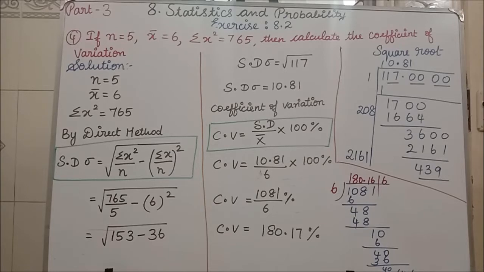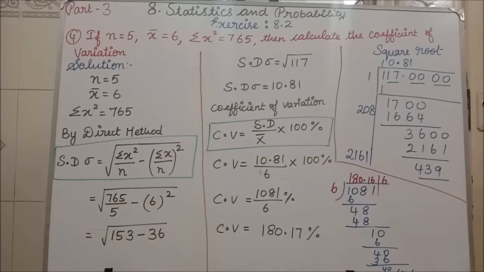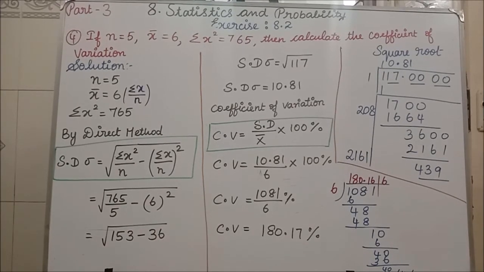In exercise 8.2, next we are going to see the fourth question. See, they themselves have given certain values and we have to just find the coefficient of variation. See, what is the question they have given? N is equal to 5, x bar equal to 6, then summation x square equal to 765. Okay, they have given three values. Using the three values, we have to find the coefficient of variation.